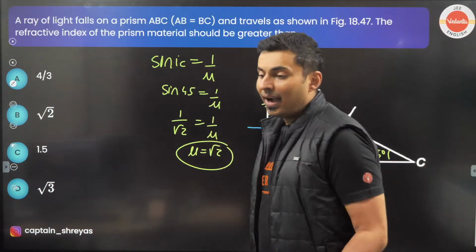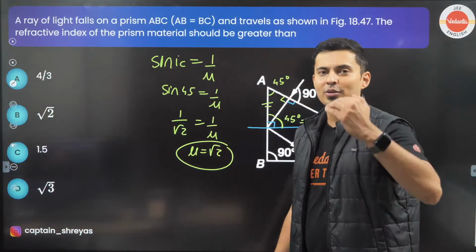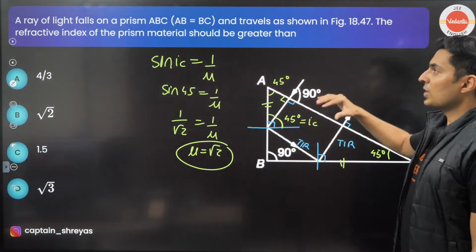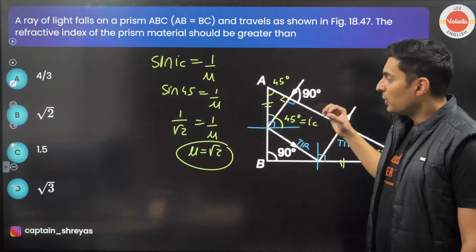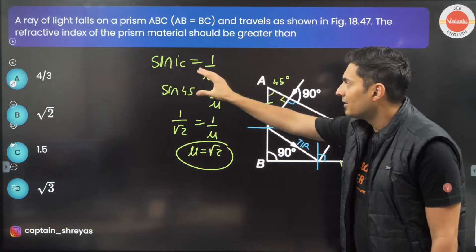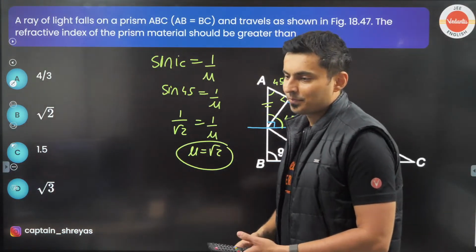So if you have a refractive index higher than root 2, 100% the ray will get internally reflected. The question was, what is the least value? So you will do it for the critical case, when the angle of incidence is the critical angle. This is the standard formula.